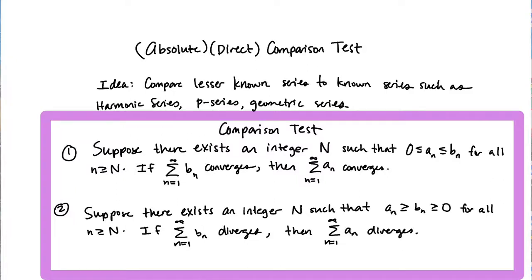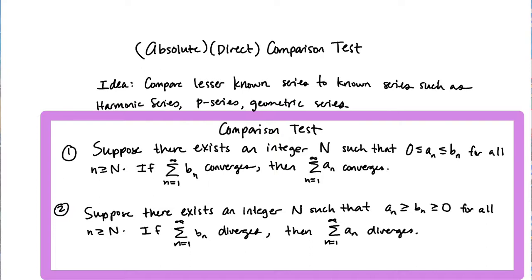In this video, we're going to be taking a look at the absolute, aka direct, aka just comparison tests. Lots of different texts will refer to this test as absolute or direct or just comparison test. So lots of different names for it. The idea behind this test is that we're going to compare the lesser known series to the known series, such as our harmonic series, p-series, and geometric series. So thinking in our goal, how can we relate these series we don't know to the series that we do know?